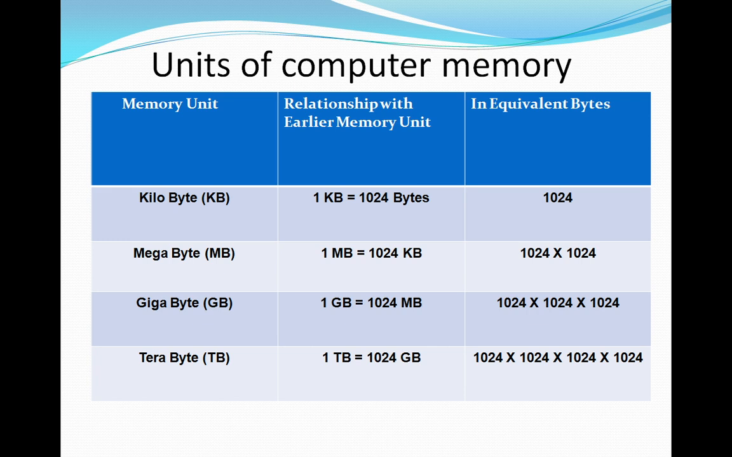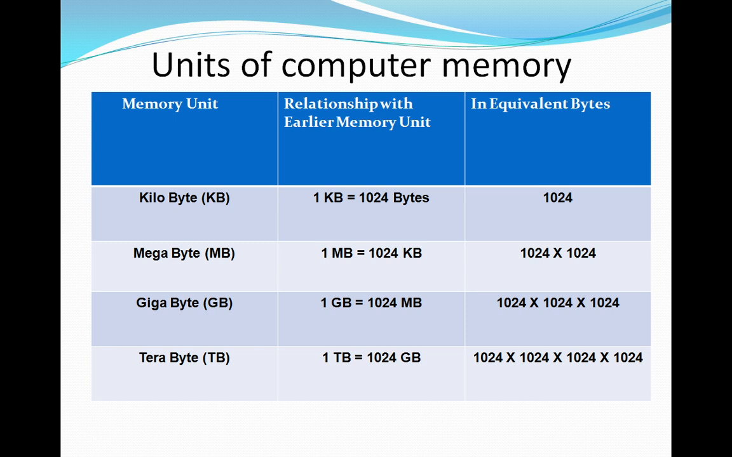The next one is MB, so 1 MB is equal to 1024 KB, and if we want to convert it into equivalent bytes, then we have to multiply 1024 with 1024. The next one is GB, also known as gigabyte. So 1 GB is equal to 1024 MB, and if we want to convert it into equivalent bytes, then we have to multiply 1024 3 times.